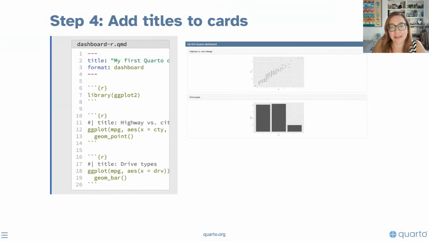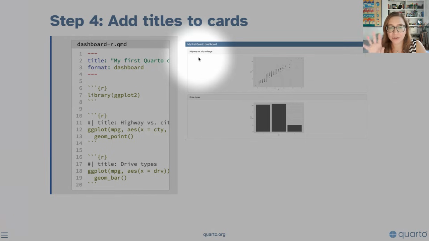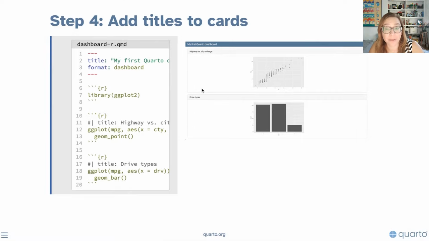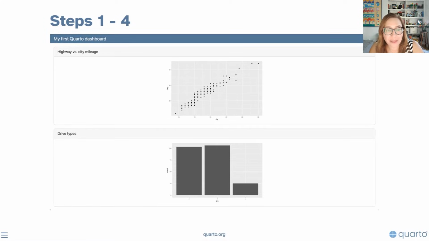So we can see that we've gained a title. It has particular styling to it, sort of like a faint gray background, and that text is placed as the titles of our cards. So bringing it all together, steps 1 through 4, we end up with 2 cards because we had 2 code cells that generate an output, and each of these have their own titles as well.